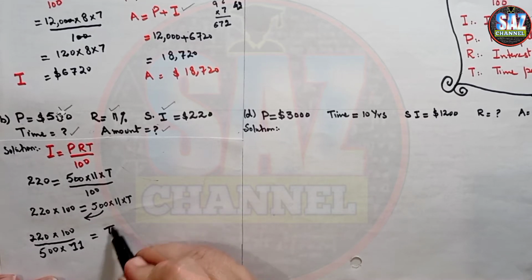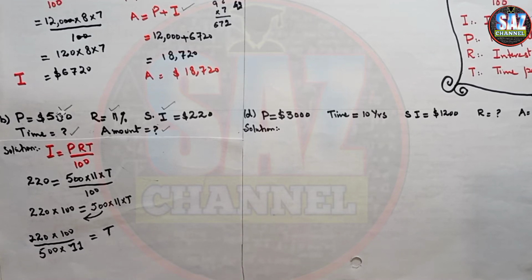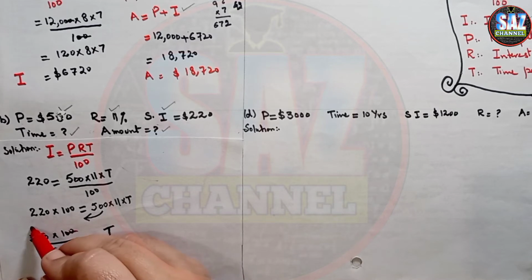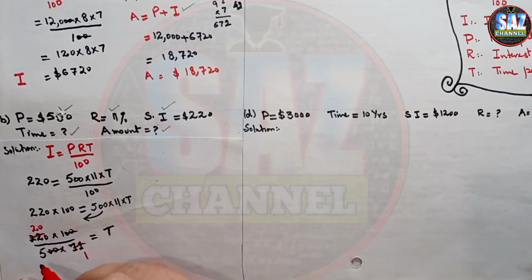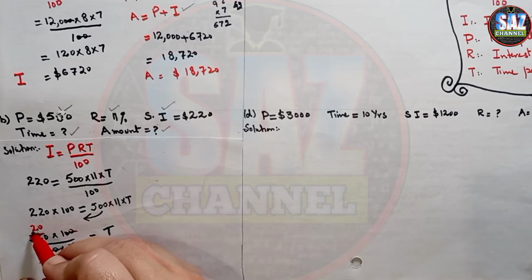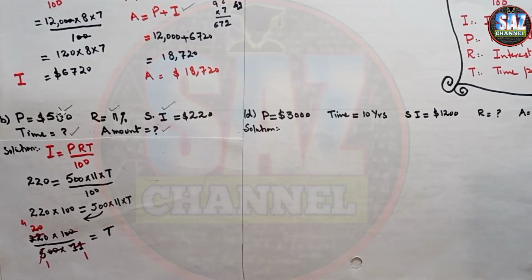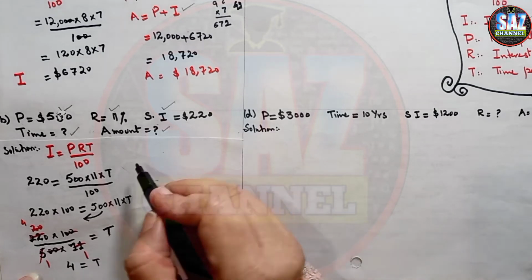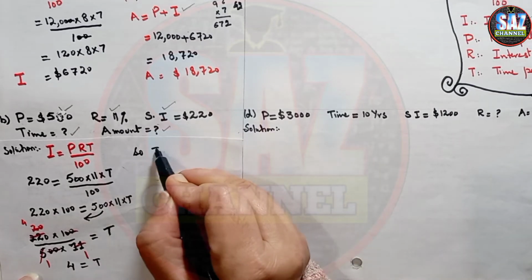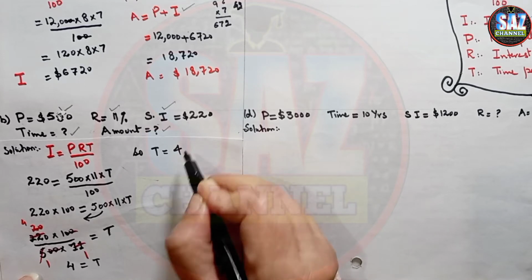Now please try to learn to make your calculation easy. These two zeros can go with these two zeros. Now 11 twos are 22, and 11 ones are 11, and then the table of 5 is suitable: 5 ones are 5 and 5 fours are 20. So you have to have good command of the tables as well. 4 equals t. So the time for this question is 4 years.